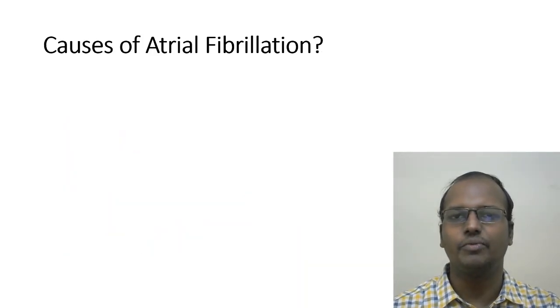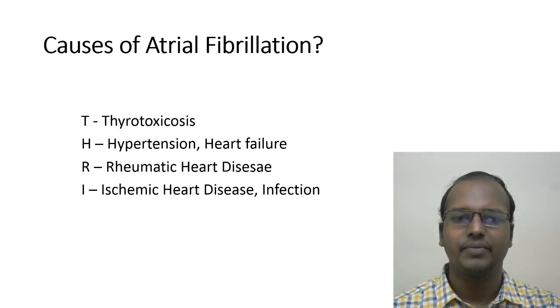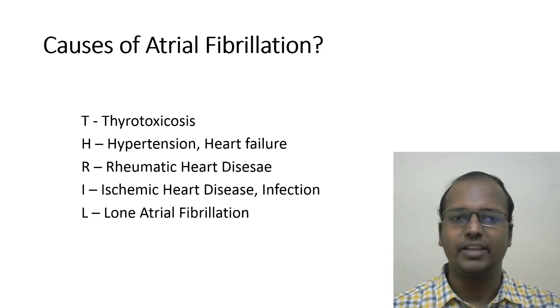So what are the causes of atrial fibrillation? Any idea? It can be remembered easily with the help of a mnemonic, THRIL. T for thyrotoxicosis, H for hypertension and heart failure, R for rheumatic heart disease, I for ischemic heart disease or infection. Ischemic heart disease includes myocardial infarction, especially right ventricular myocardial infarction. L for lone atrial fibrillation.